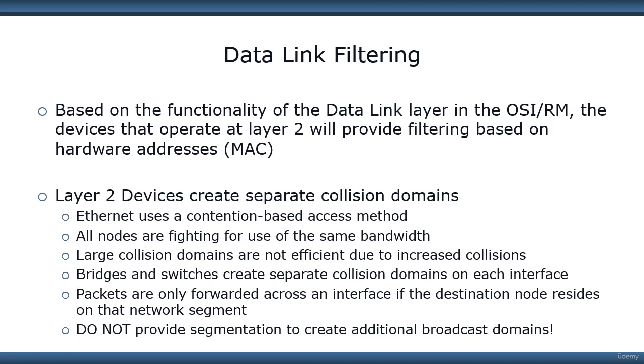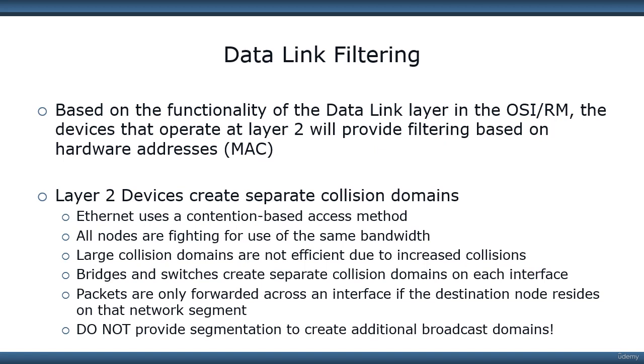We've talked about the fact that Ethernet uses a contention-based access method. So all nodes are fighting for the use of the same bandwidth. And the larger your collision domain, the less efficient it's going to be. Because the larger the collision domain, the more people fighting for bandwidth, the more inevitable collisions we are going to have, and the more time it takes to actually distribute packets.